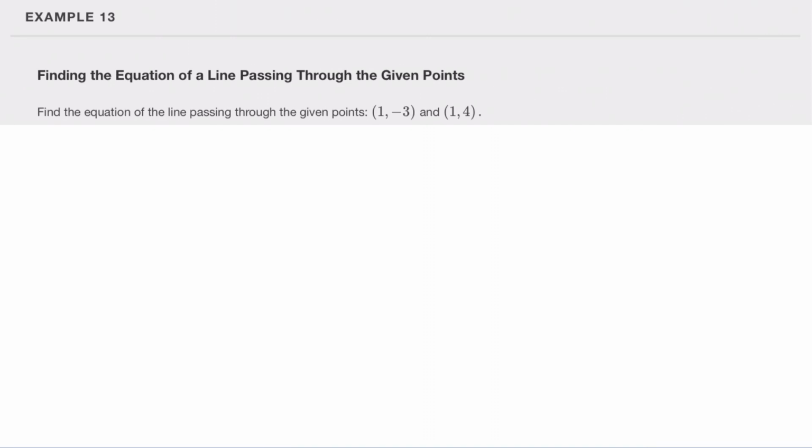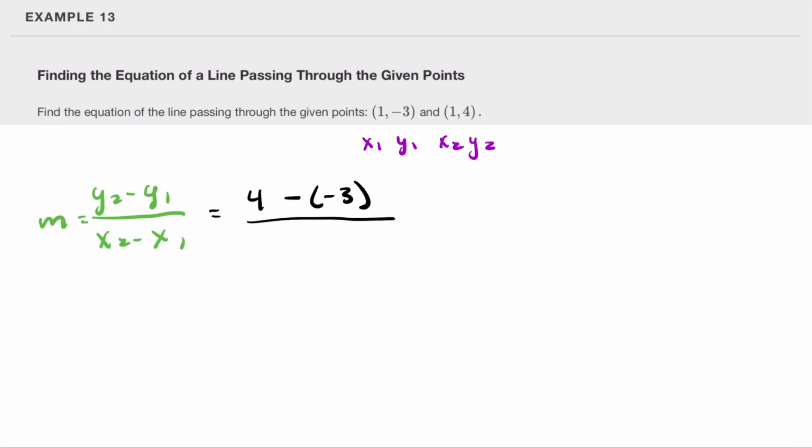Find the equation of the line passing through these points. Okay, so let's start by finding the slope again. We have a set of ordered pairs, x1, y1, x2, y2. We're going to find the slope between these. So that's going to be y2 minus y1 over x2 minus x1. Our y2 is 4, minus our y1, which is negative 3, over x2 is 1 minus x1 is 1. Uh-oh.